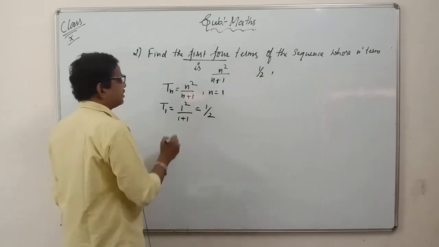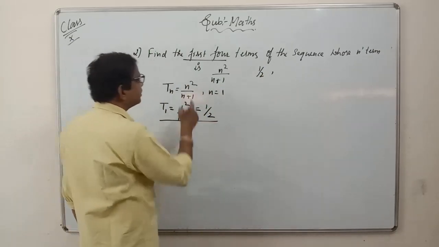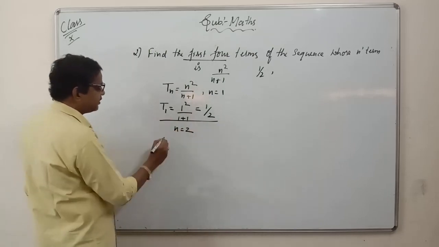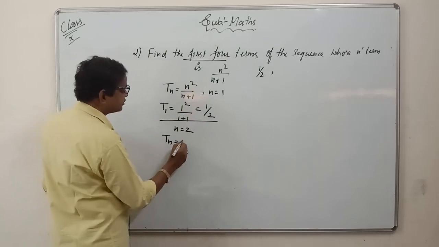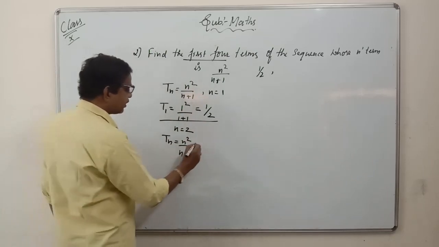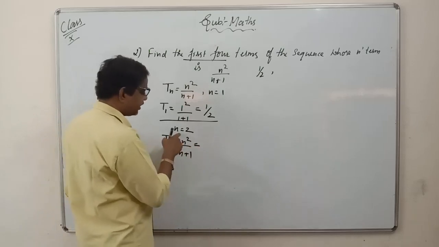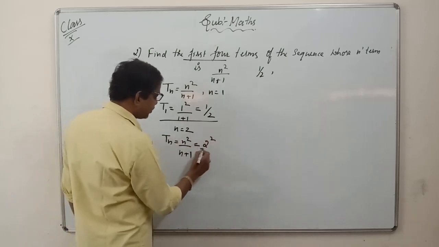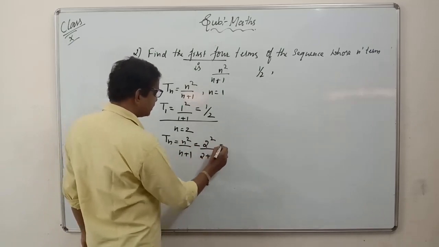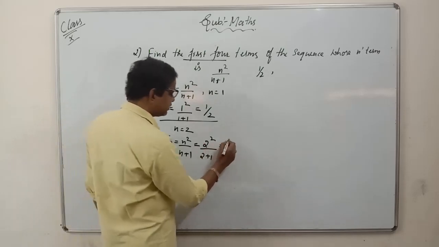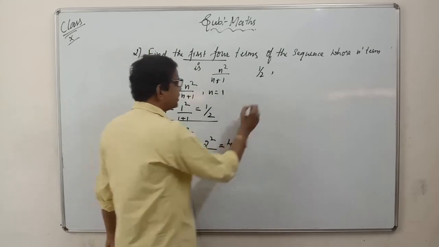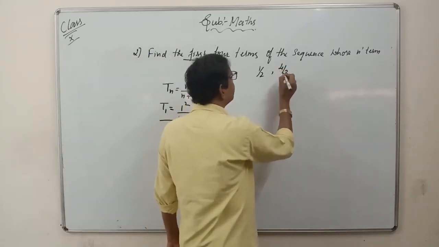What is the second term here? Second term, n equals 2. Same thing, Tn equals n square by n plus 1. What is the value of n here? 2 is given. 2 square by 2 plus 1. What is 2 square? 2 square is 4. 2 plus 1 is 3. So the second term is 4 by 3.